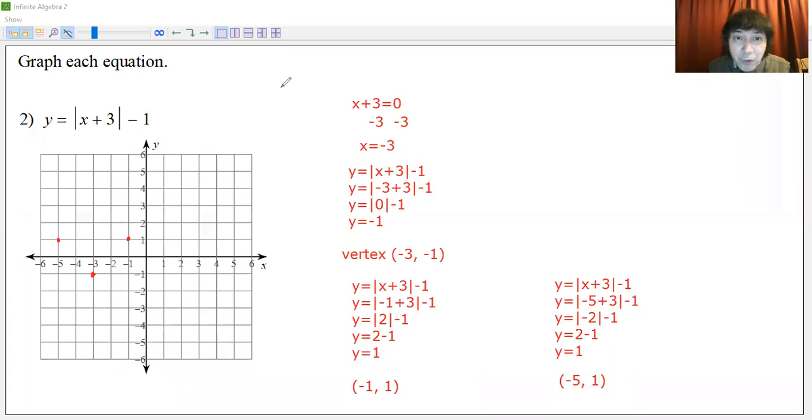I'm going to draw our graph. Starting from the vertex, it should be like this. And on the other side, it's over there. This will be our answer.